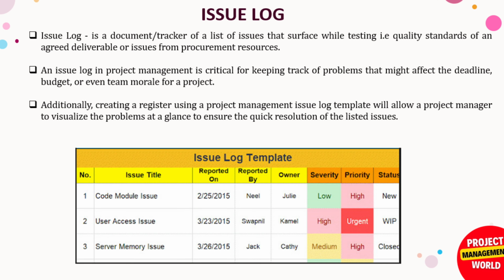So now let's see how this issue log looks like. If you can see the table below, we have an issue log template. Similar to other templates, we have the serial number or the ID, then the issue title, what is the issue. For example, there are some issues listed here: code module issue, user access issue, whatever the issue is. Then the date this issue was reported should be there. Then we have reported by, who reported that issue, that name should be here. Then the owner, who will own this issue to solve it. And then we have severity, you can see low, medium, or high. Then priority, how urgent it is, so we have urgent, high. And then the last column we have is the status, like whether it is closed or open or work in progress.